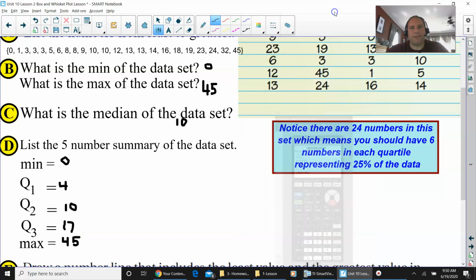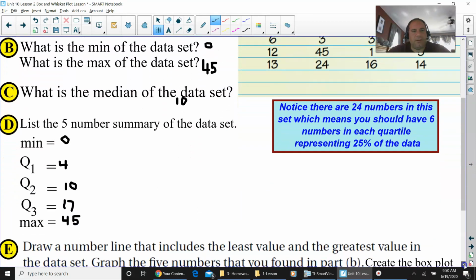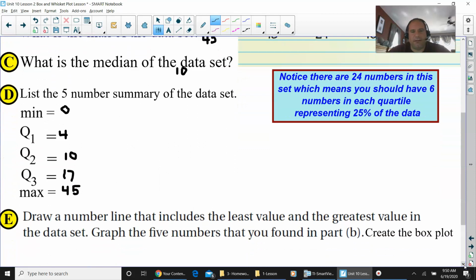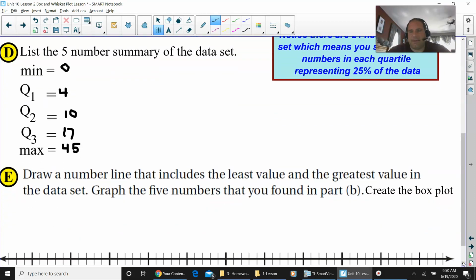So now I am going to get rid of this calculator. Notice that 24 numbers in this set means you should have 6 numbers in each quartile representing 25% of the data each. Remember, quartiles. All right, so this is now asking you to draw a number line with the least and the greatest value in the data set and graph the 5 numbers that you found in part B. Create a box plot. All right, so that's what they want you to do.